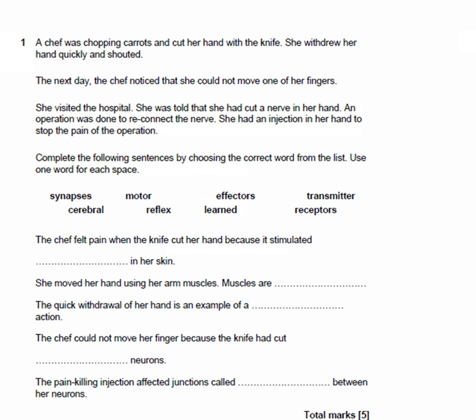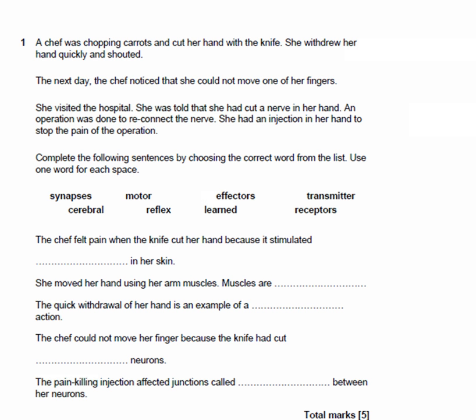So question number 1 involved a chef who was chopping some carrots and cut herself with a knife. She withdrew her hand quickly and shouted. The next day the chef noticed she couldn't move one of her fingers. She visited the hospital and was told that she'd cut a nerve in her hand. The operation was done to reconnect the nerve. She had an injection in her hand to stop the pain of the operation.